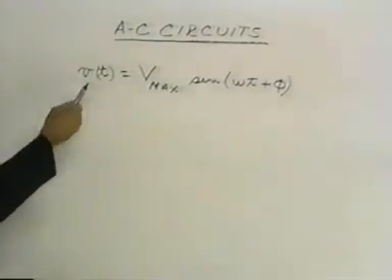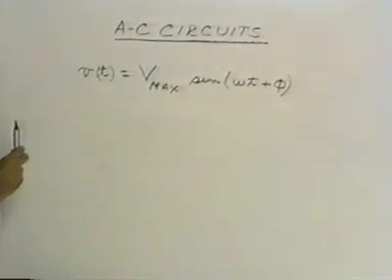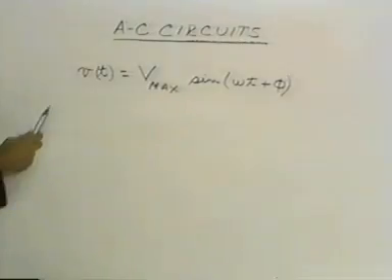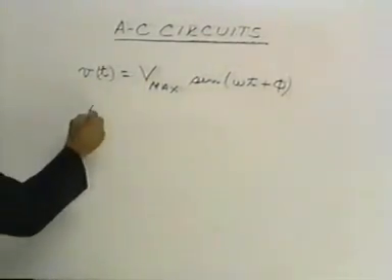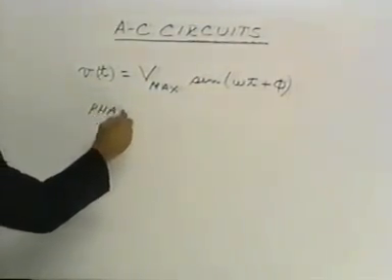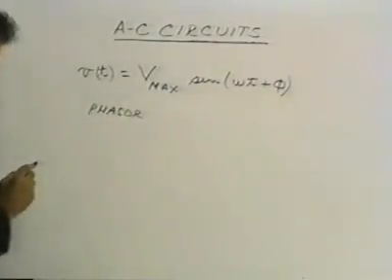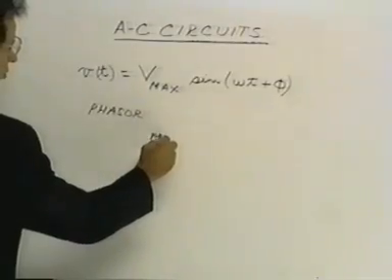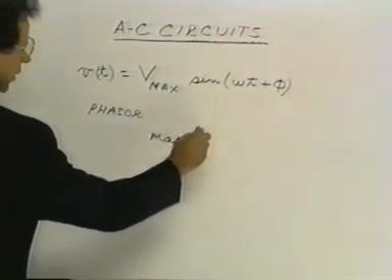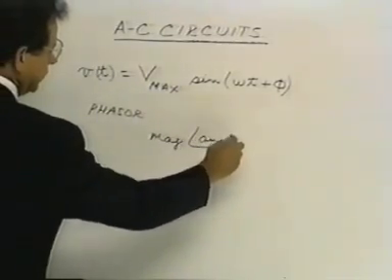This represents the trigonometric form of the sinusoidal waveform, and it is very useful depending on the type of analysis you're doing. But frequently we find that the phasor description is also very helpful. In the phasor description, we usually specify a magnitude and an angle for a voltage.